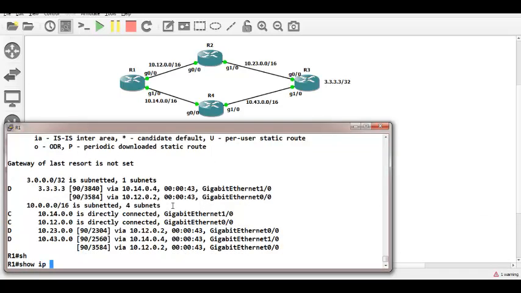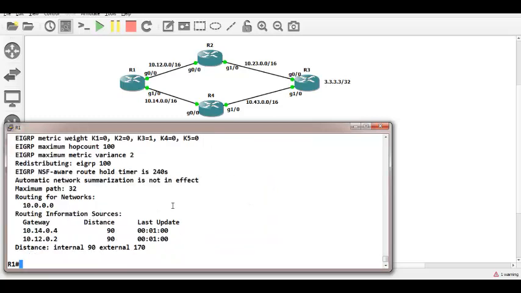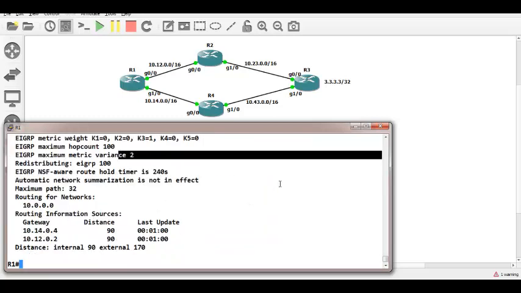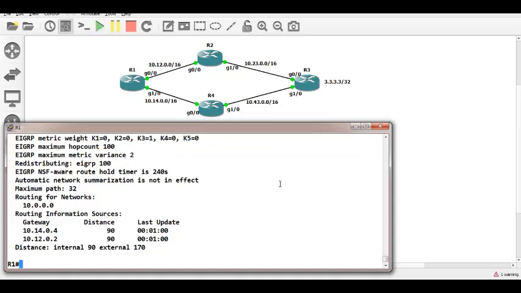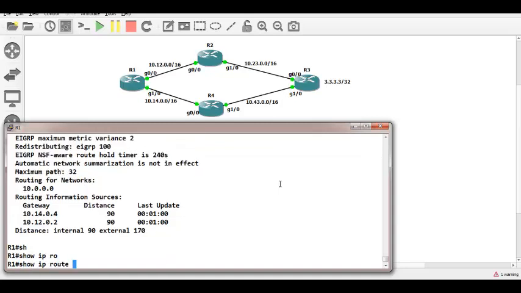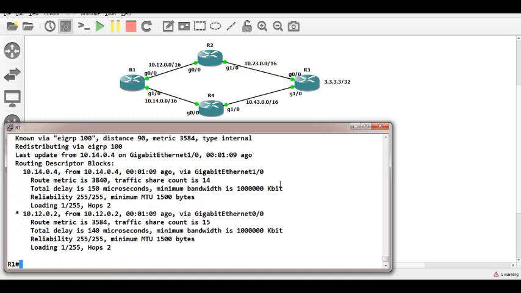Now let us check show IP protocol. You see variance 2. Show IP route 3.3.3.3. You got 2 routes, one via router 4, another via router 2. Currently it is using 2. It will also use 4. When you have more traffic, it will do load balancing. Both are best paths.